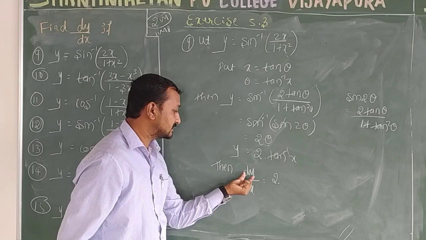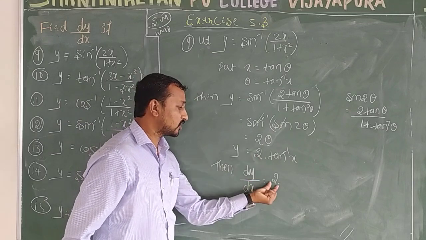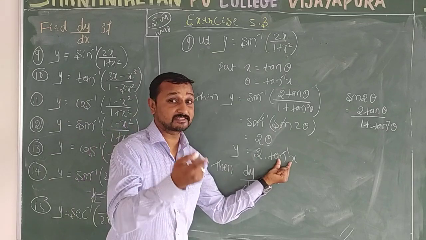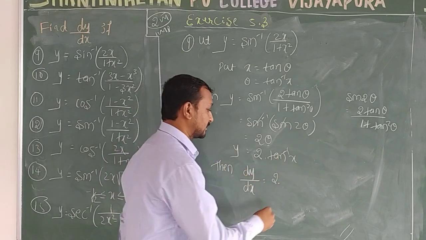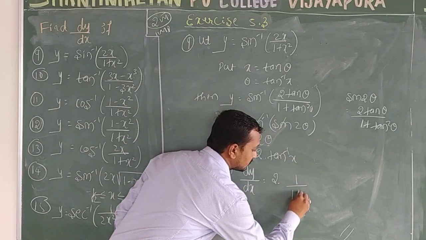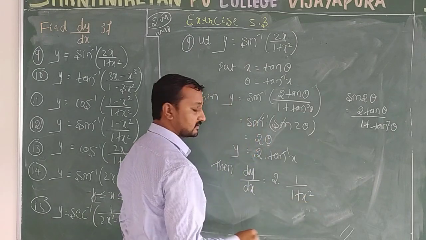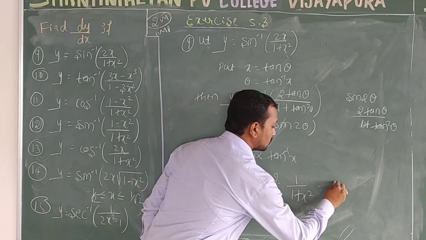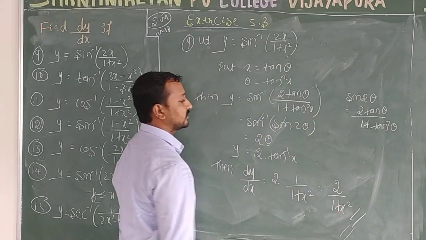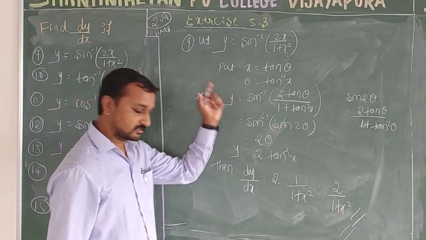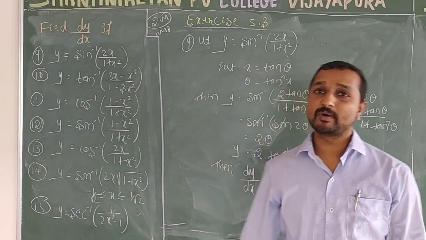So the derivative of y is dy by dx. Take 2 as a common term. Then what is the derivative of tan inverse of x? The derivative of tan inverse of x is 1 divided by 1 plus x square. So that is equal to 2 divided by 1 plus x square, which is the answer. Very simple example, very important example for 2 marks.